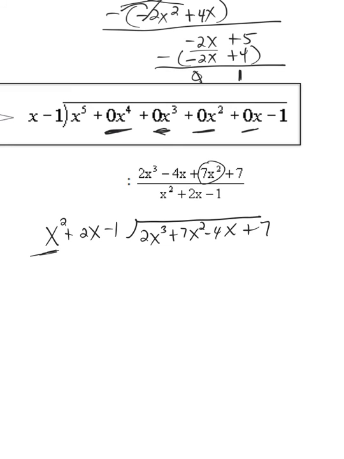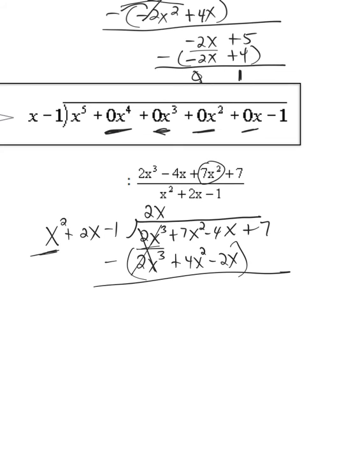Dealing with the very first term, I need to figure out what I multiply x squared by to get 2x cubed, and that would be 2x. 2x times x squared is 2x cubed. 2x times 2x is 4x squared. And then 2x times 1 is negative 2x. Set of parentheses, negative symbol. These cancel out. 7x squared minus 4x squared is 3x squared. Negative 4 minus negative 2, so this is actually a positive 2, is negative 2x. And then the 7 comes down.